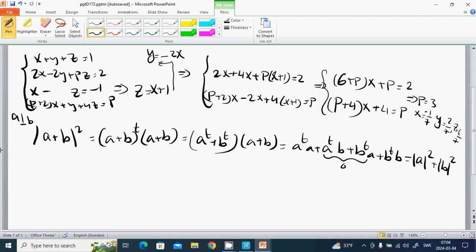The other method for solving the linear equation is the least squares method.